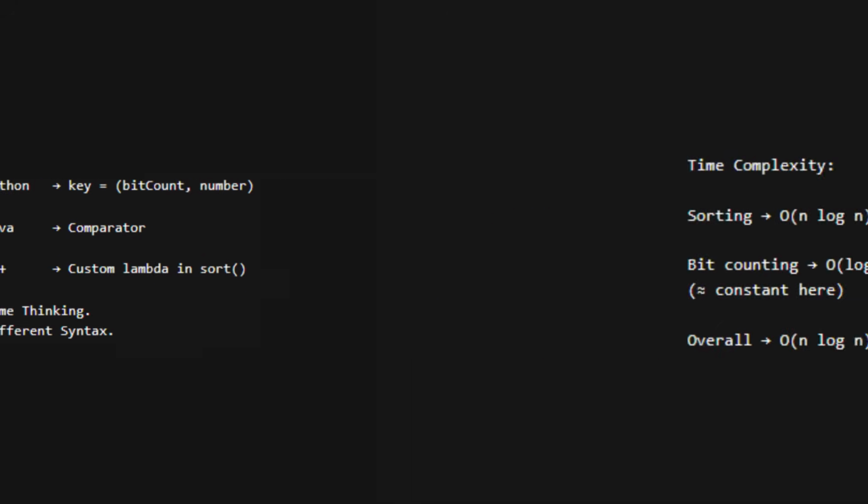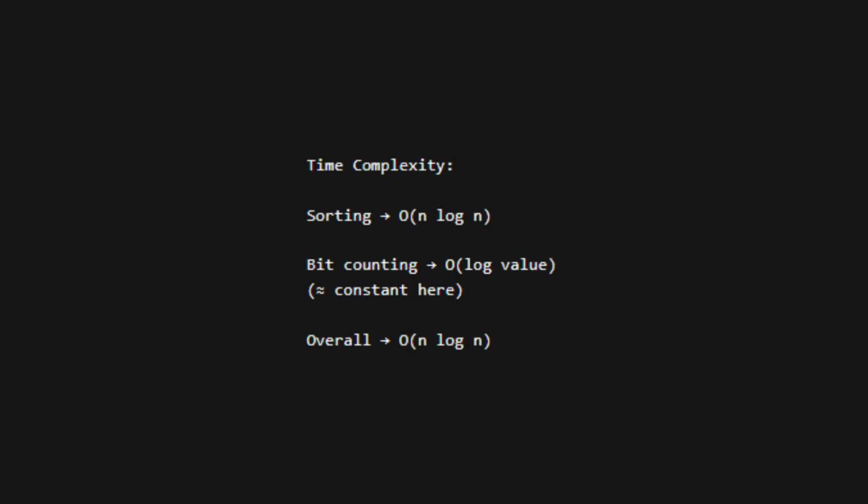Now let's quickly talk about complexity. Sorting takes n log n time. For each element, we count bits. Technically, that depends on the number of bits in the number, which is log base 2 of the value. But the maximum value here is 10,000, which is around 14 bits. So bit counting is practically constant. So overall time complexity is O of n log n.